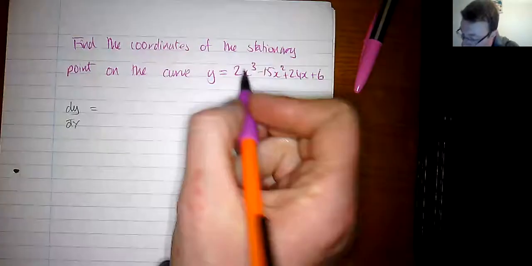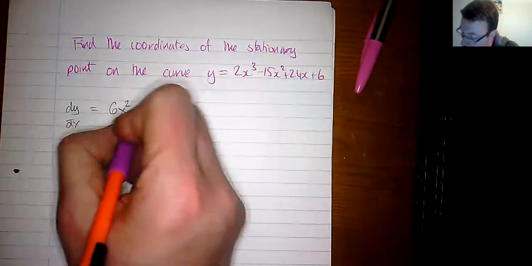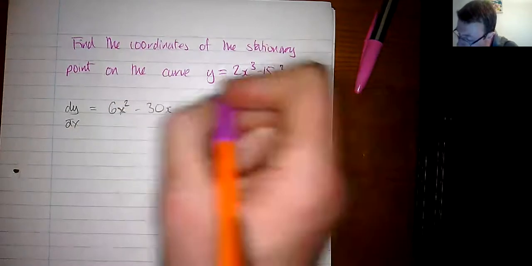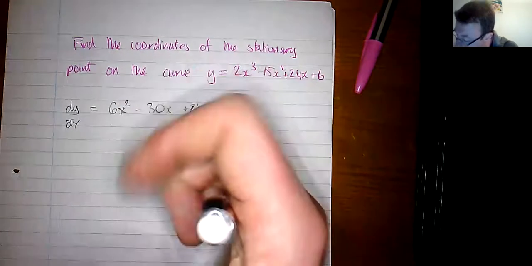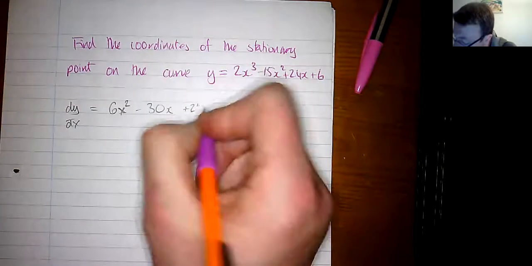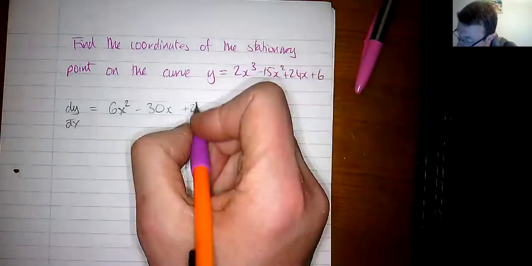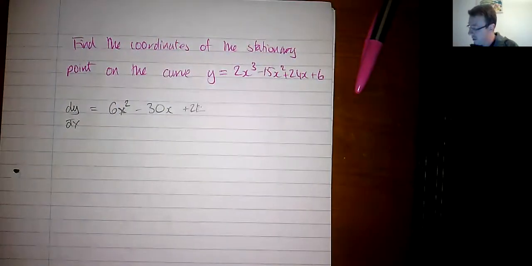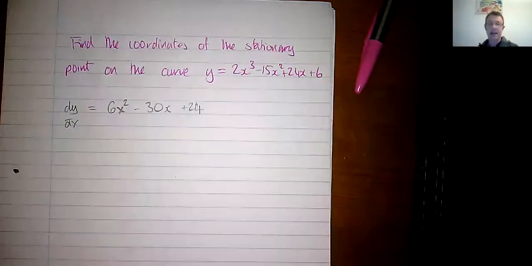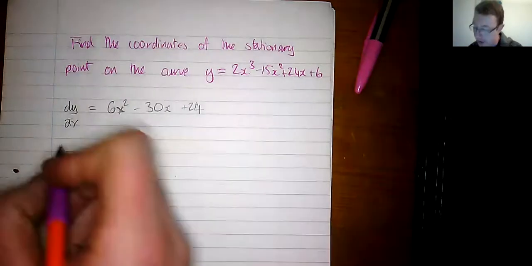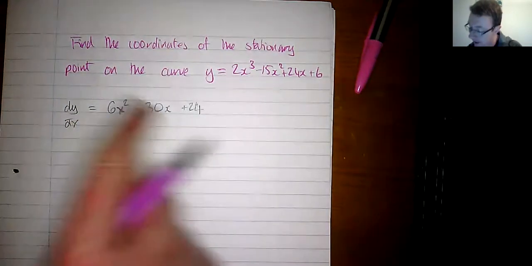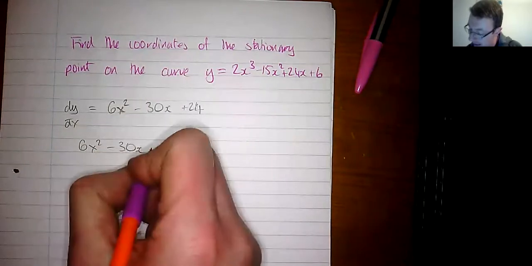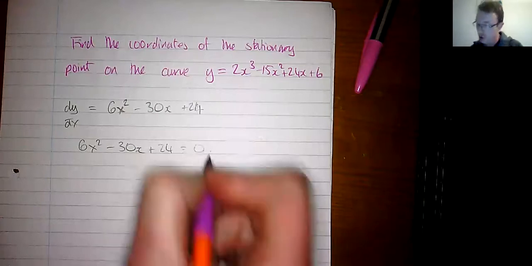equals, well, what is it? 6x squared minus 30x add 24. Right, okay, there's dy by dx. So then I want dy by dx to equal 0. So 6x squared, take away 30x, add 24 equals 0.